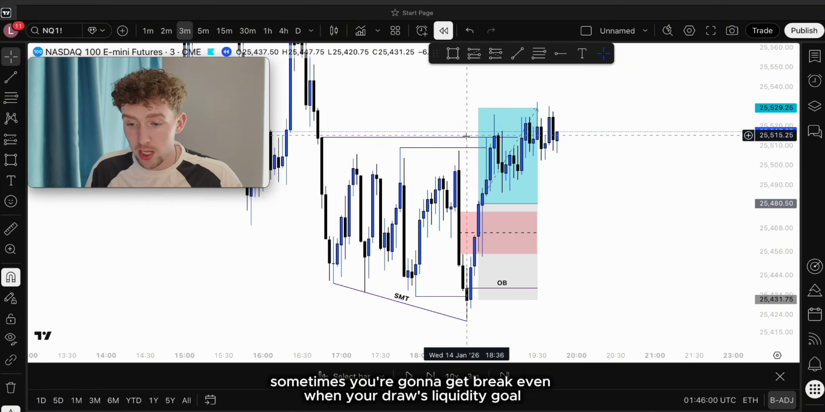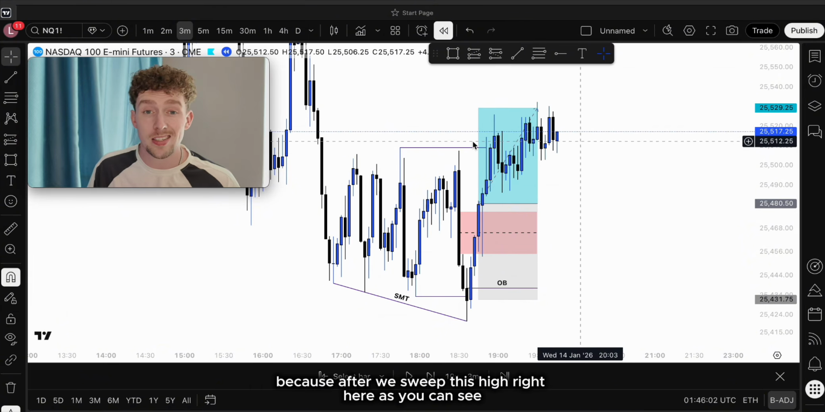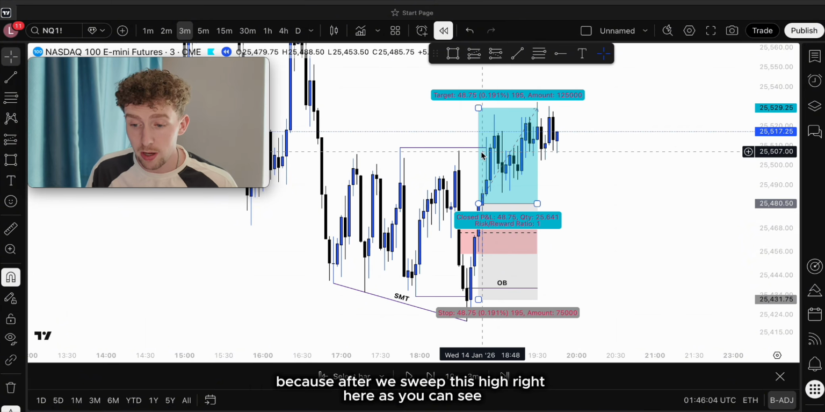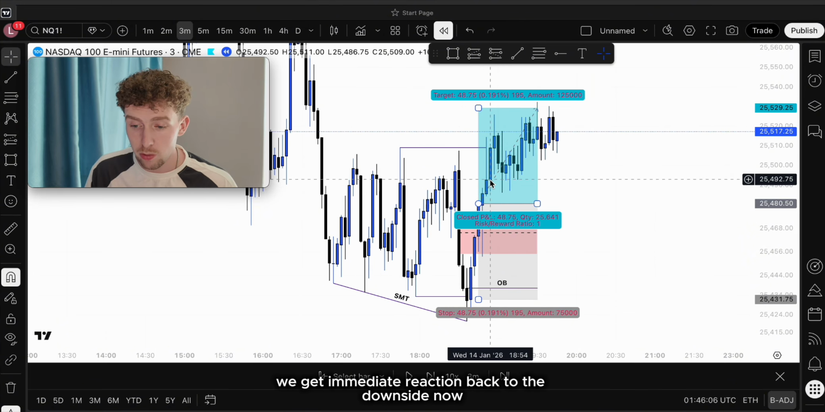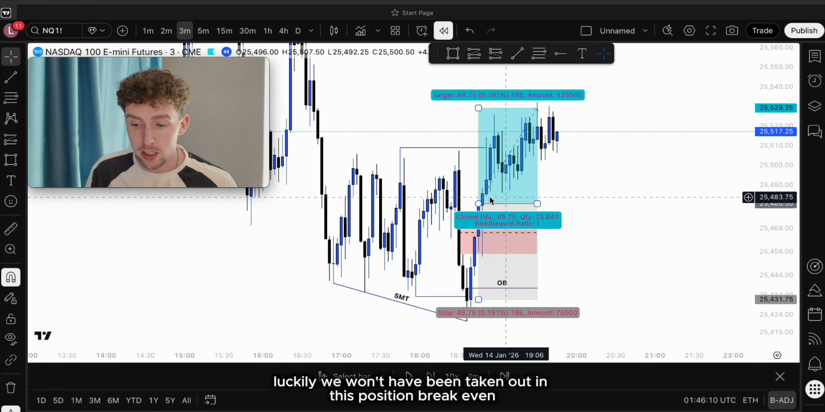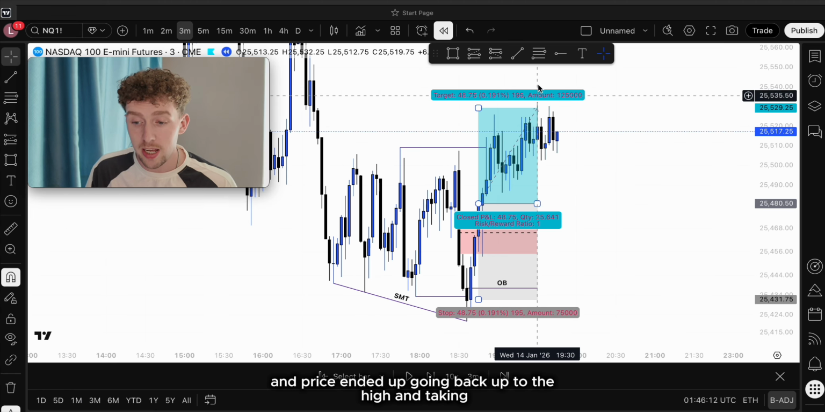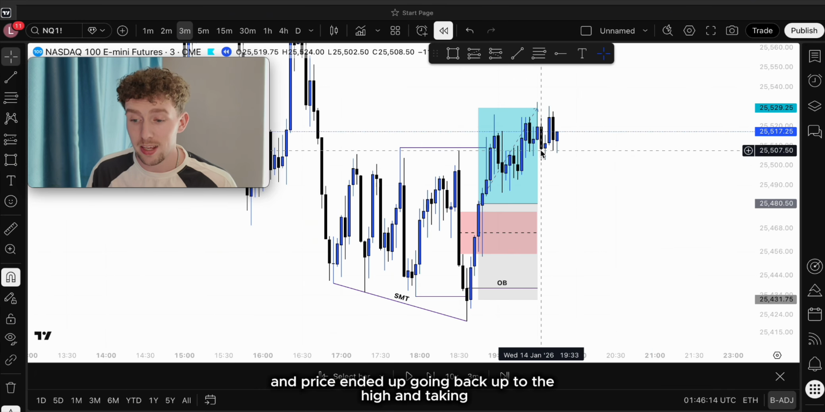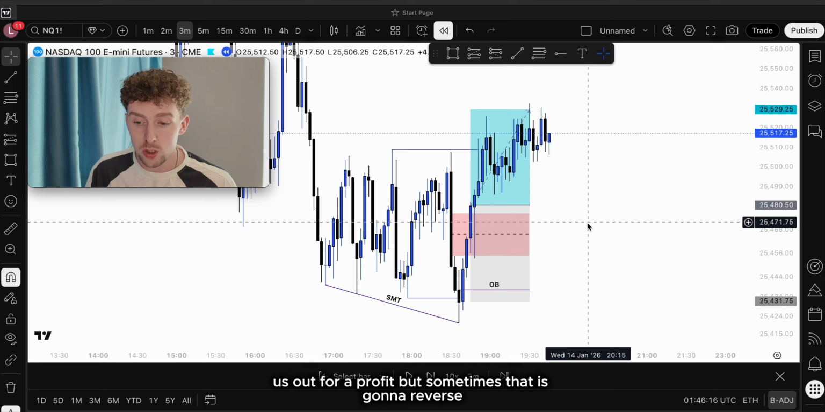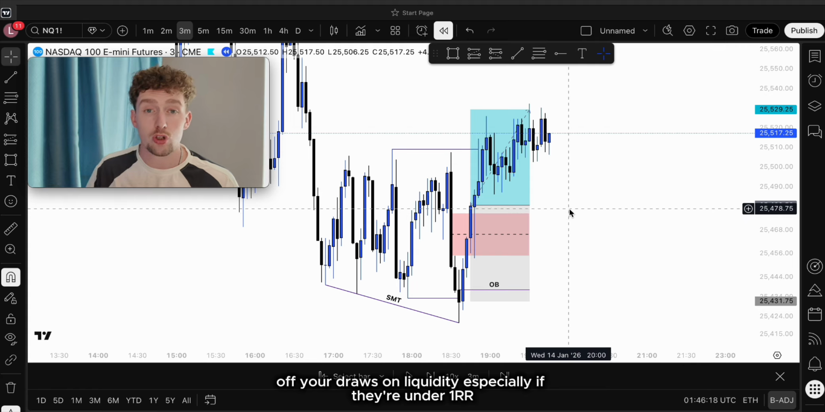Sometimes you're going to get break even when your draws on liquidity go, because after we sweep this high right here, as you can see, we get an immediate reaction back to the downside. Now, luckily, we wouldn't have been taken out in this position at break even, and price ended up going back up to the high and taking us out for a profit. But sometimes that is going to reverse off your draws on liquidity, especially if they're under 1 hour.